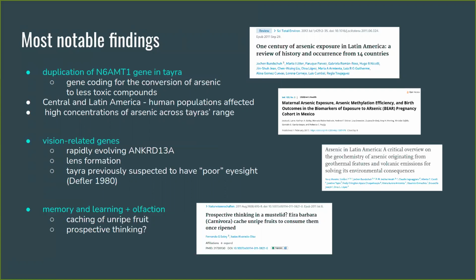Additionally, as I mentioned, there is the phenomenon of caching of unripe fruit in Thyra. So besides vision and olfaction, Thyra probably also relies on memory and learning of the sites where it cached its unripe fruit. This is extensively discussed in this paper here. What is remarkable is that Thyra somehow manages to distinguish between different stages of maturity of the fruit, and also different kinds of fruit at different stages. It caches the fruit and then comes back to consume it when it's ripe. This is a potential indication of prospective thinking, but I guess some additional assessments need to be done.